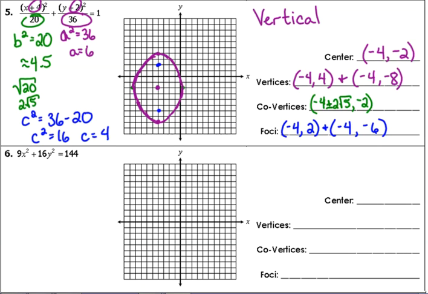Now, depending on how thin your ellipse is, sometimes the foci will be closer to the edges of the ellipse. Sometimes it'll be closer to the center. It just depends on, like I said, how thin or how fat the ellipse is. The fatter it is, the closer it'll be to the center. The thinner it is, the closer it's going to be to the vertices. But the foci are always on the major axis, so in this case, it's on the vertical axis.